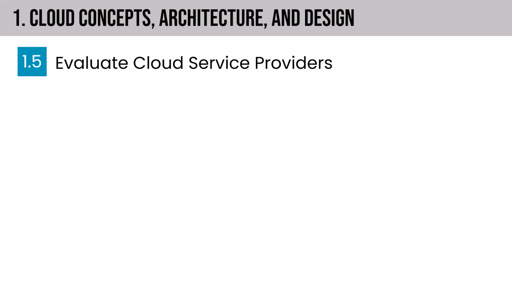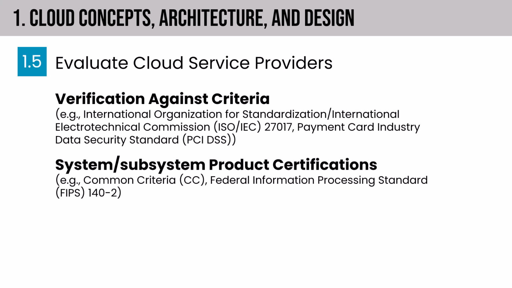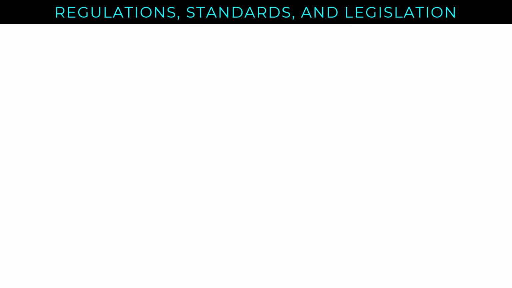And that brings us to section 1.5, evaluate cloud service providers. In fact, section 1.5 is the last in domain 1, so we'll finish up with a look at verification against criteria. And we'll touch on ISO IEC 27017 as well as the Payment Card Industry Data Security Standard, or PCI DSS. And we'll talk about system product certifications. We'll have a look at common criteria as well as the Federal Information Processing Standard, or FIPS 140-2.